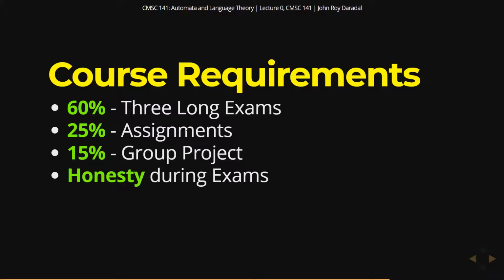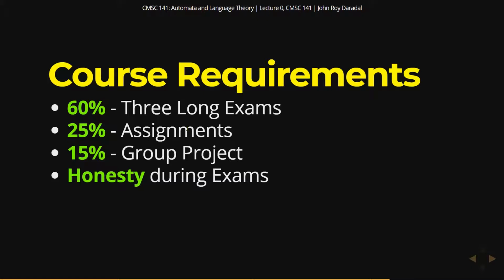So for our exams, it would be take home, and since you're already home anyway, it would be open notes, and it would take about 1 week. From the time that I give out the exam, you have about 1 week to finish the exam. So you already know this.